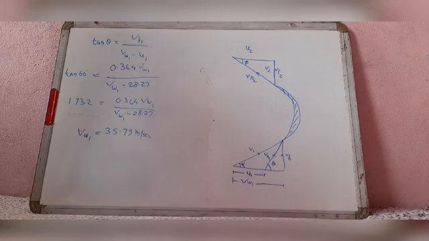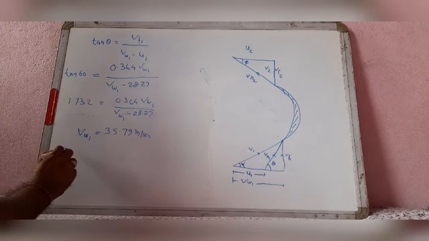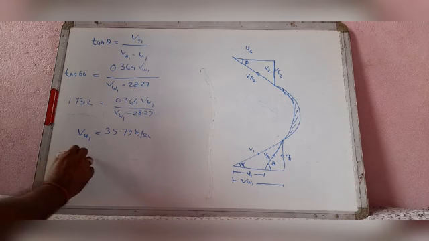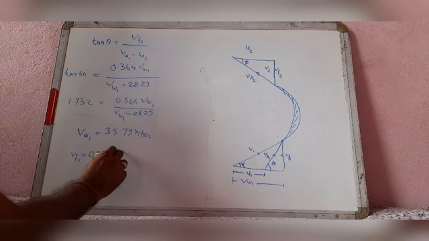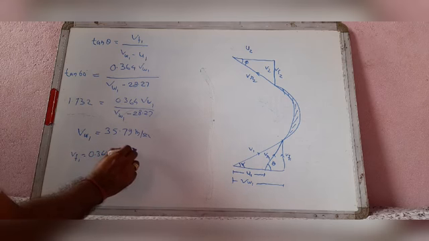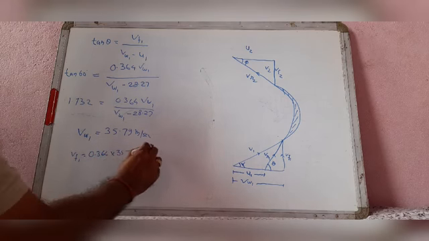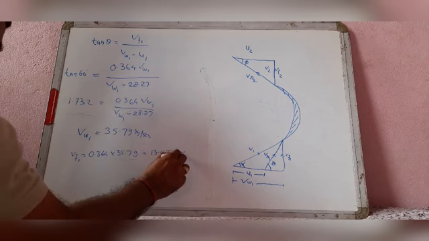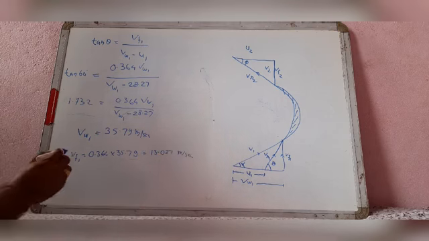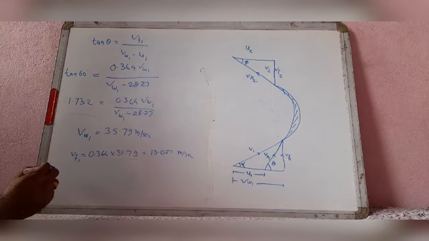meter per second, and putting the values in above equation, we will find Vf1 equal to 0.364 into 35.79. So this is 13.027 meter per second. Now we have to calculate volume flow rate from here.